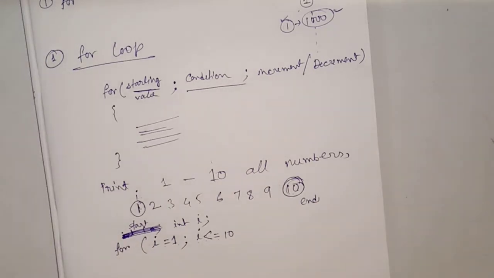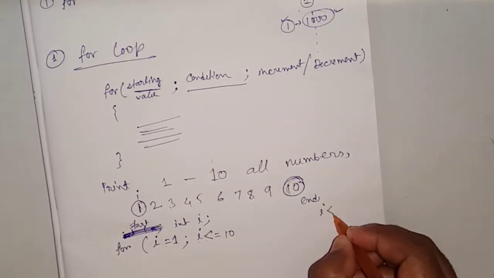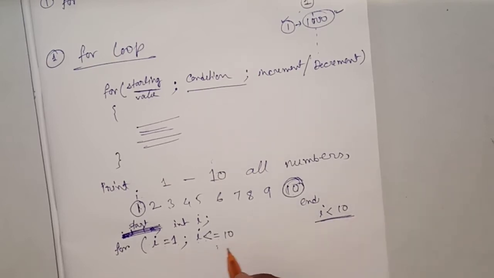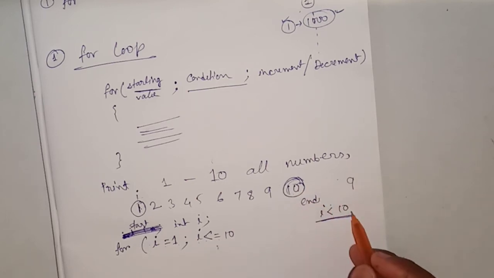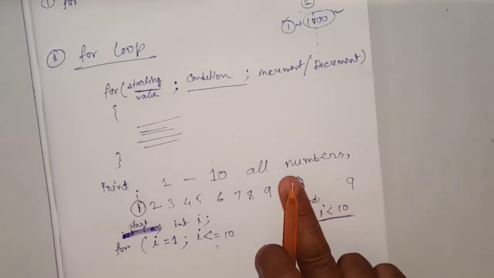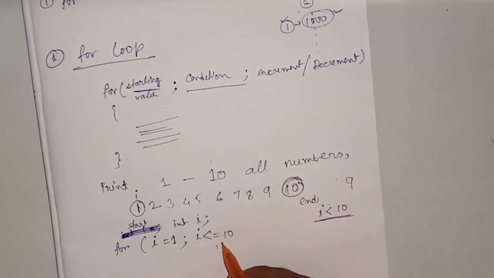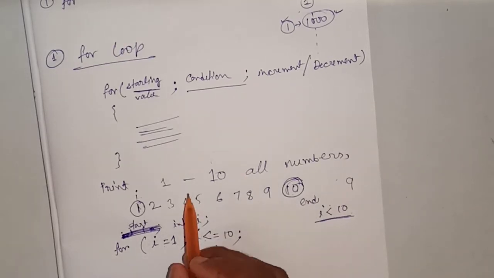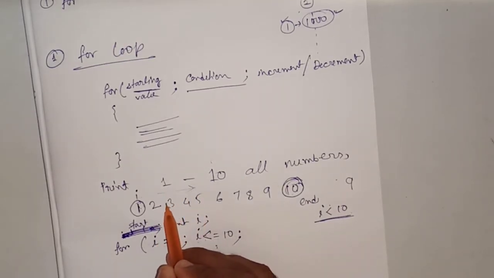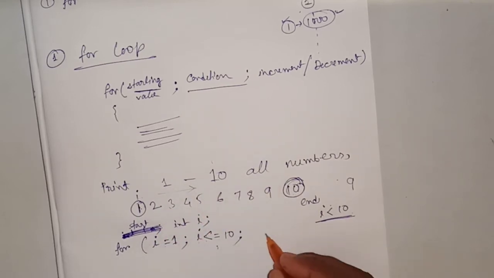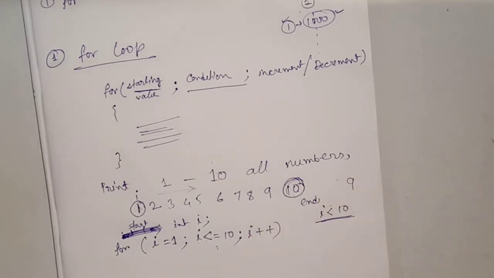If I write i less than 10 only, it will print up to 9 because 9 is less than 10, but 10 is not less than 10. 10 is equal to 10, so 10 will not be printed. That's why I'm writing i less than or equal to 10. Then a semicolon. Now on this side, is the value increasing or decreasing? Increasing, by one each time. So i plus plus will help you increase the value one by one.